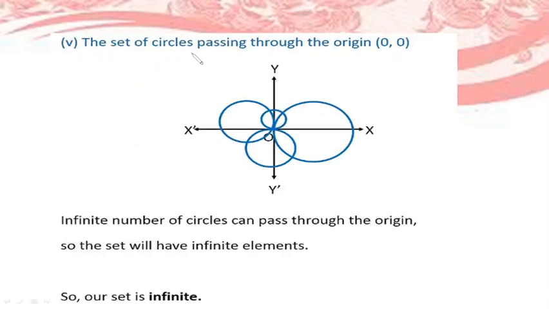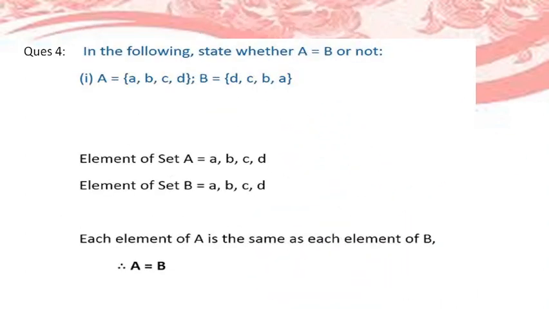Fifth part, the set of circles passing through origin. Origin is 0, 0. How many circles can you make which pass through 0, 0? So many circles. Basically infinite circles. So this is also a set of infinite elements. So it means it is an infinite set.